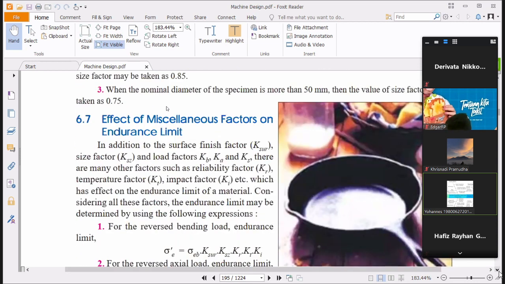And also we have other factors that we consider in our design. Okay, so to check the effect of those factors, just watch the previous video, okay, and you can use the diagram given in the textbook to find the value of each of these factors.